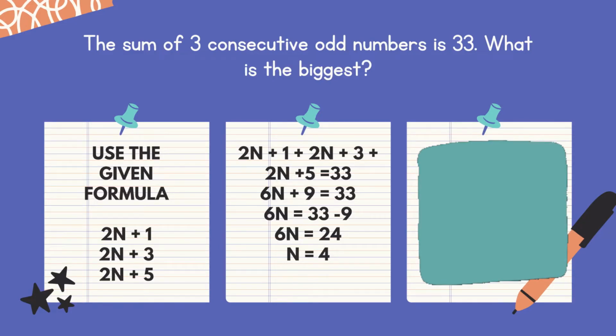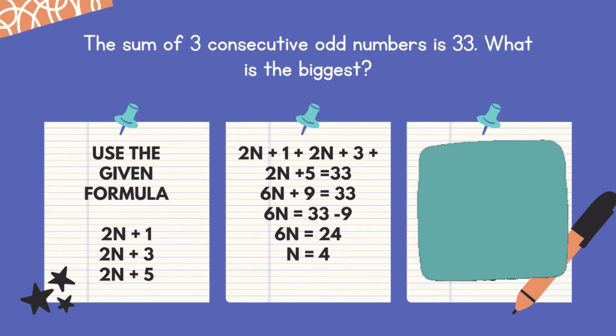And that makes 6n is equals to 33 minus 9. So 33 minus 9 is 24. Now, we will be canceling out the 6n by dividing 6 on both sides. Now, 6 divided by 6 is, naiwan, is n. And 24 divided by 6, and that equates to 4. Now, nakuha na natin ang value ng n.